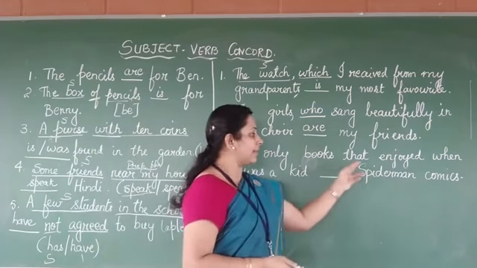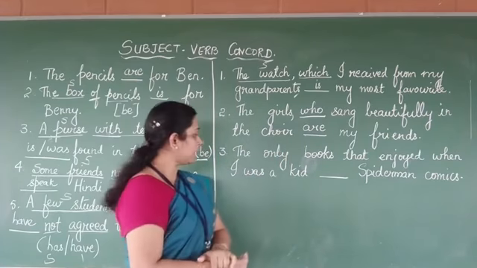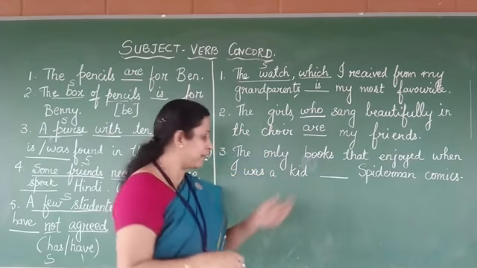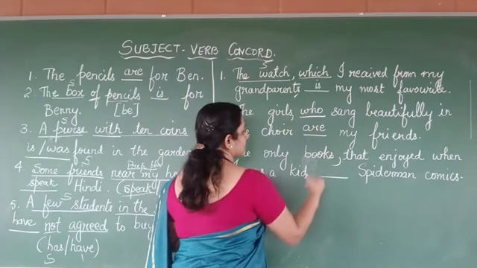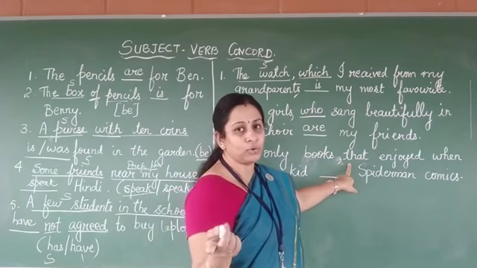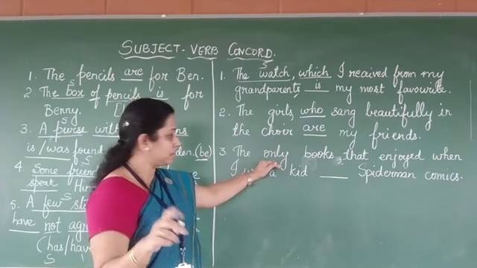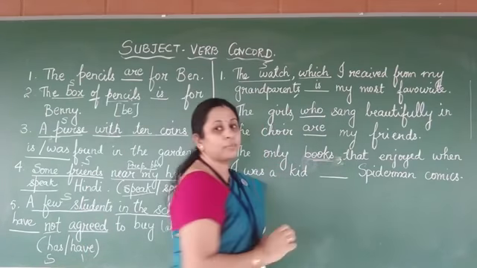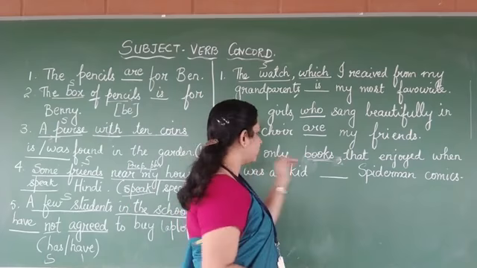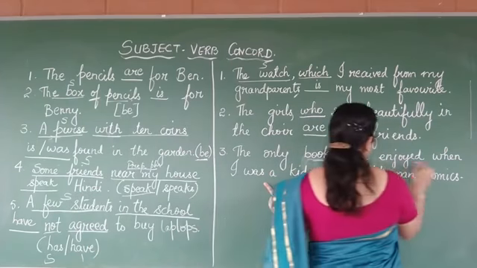The only books that I enjoyed when I was a kid dash Superman comics. Okay, we are talking about something from the past. When I was a kid. I was a kid. Was is past tense. The only books that. So we are talking about probably a plural or a singular. The only can be confusing here. But here we have books. Probably we are talking about a brand and a collection of books in the brand. The only books that I enjoyed when I was a kid. We have that and when.